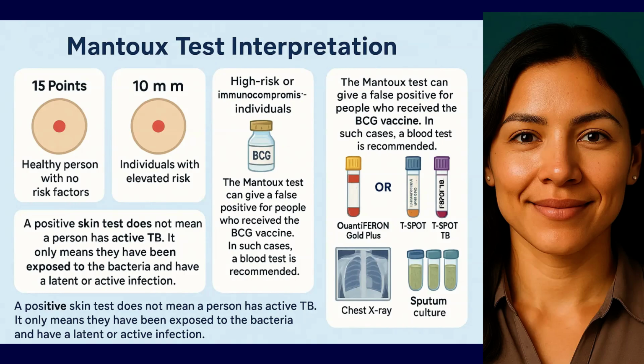If a skin or blood test is positive, the next step is a chest X-ray and a sputum culture to determine if the patient has an active infection. For the sputum culture, 3 samples are typically collected on 3 different days, ideally first thing in the morning.